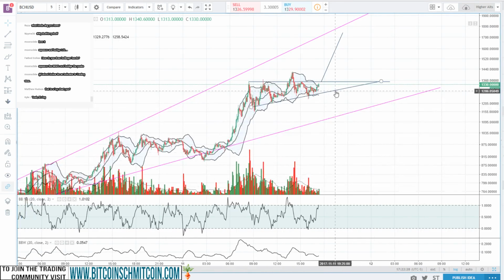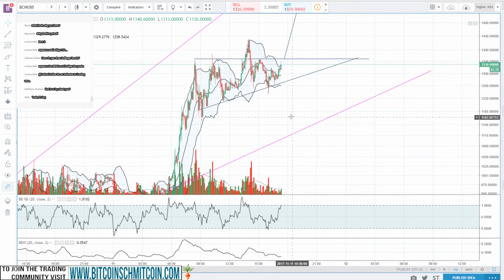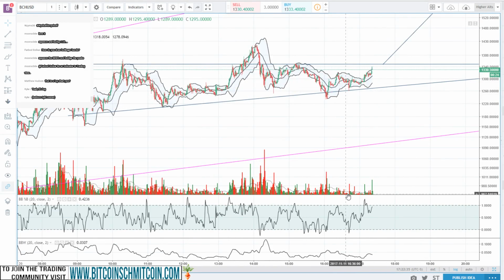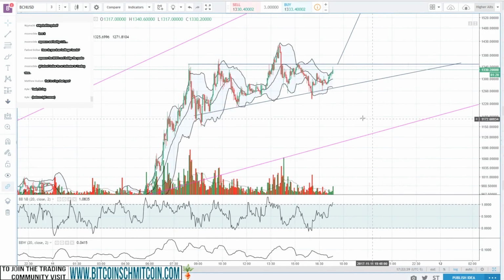Which brings me to my next point. Looks like we're moving up with pretty decent volume. So on the 1 minute, we see buy volume starting to increase. 3 minute, we have a bit of a squeeze. Okay, so this is what we're looking for here. This is what we want.